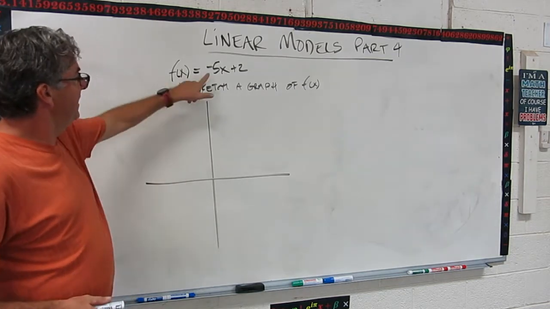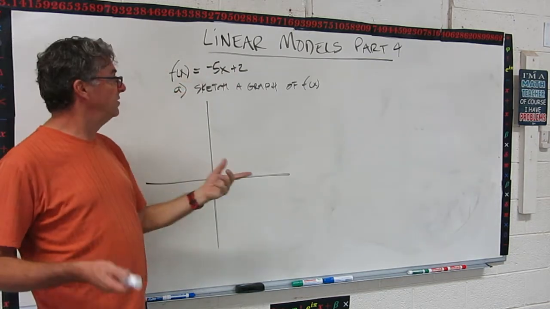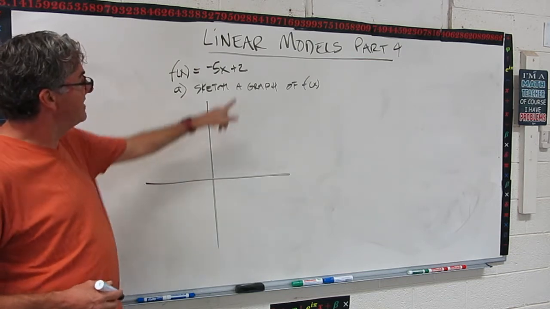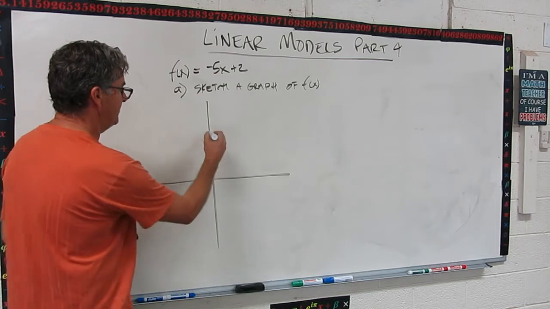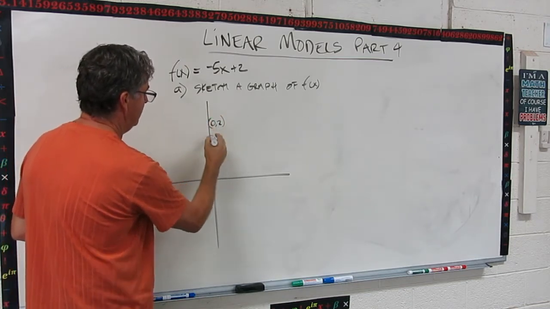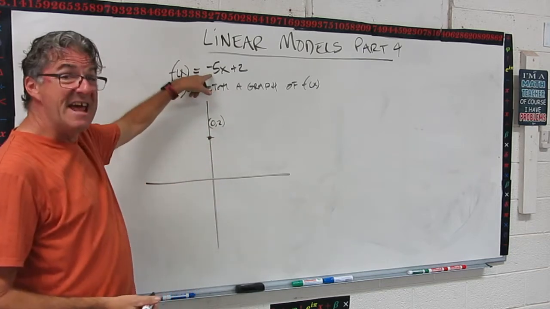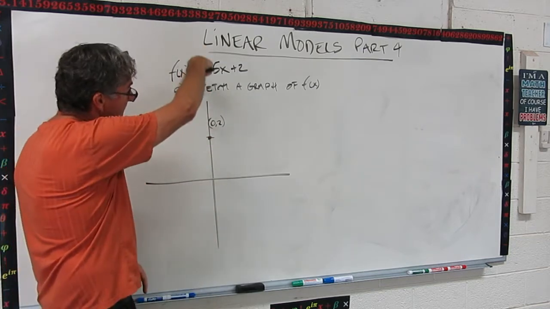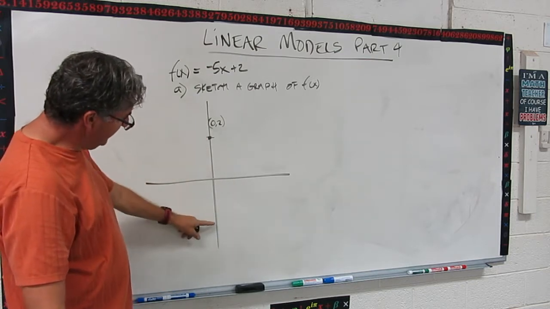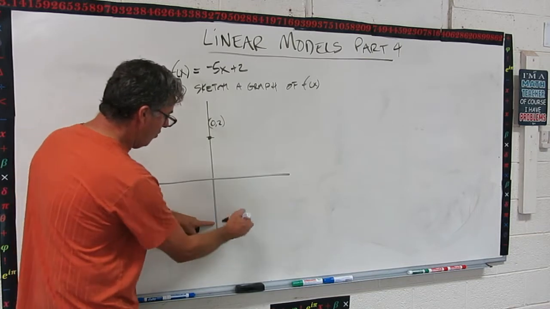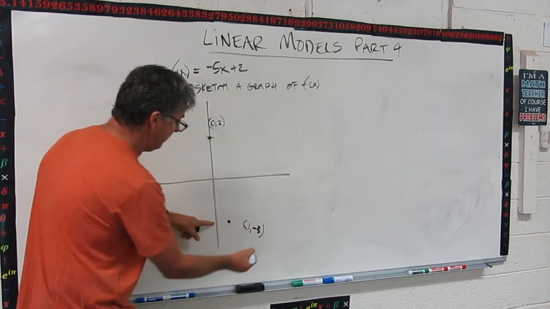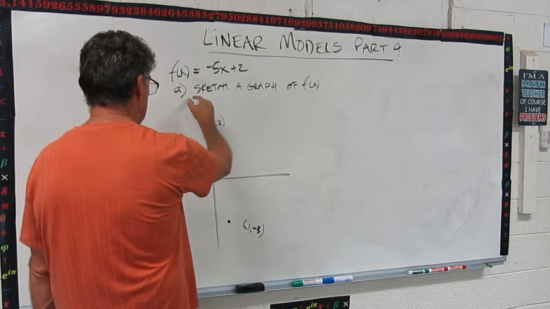Okay, so here's our function, minus 5x plus 2. First part, sketch a graph of f of x. So here's how I'm going to do that. Here's my y-intercept. So that's the point here. That would be 0, 2. And then my slope is negative 5. So I'm going to go down 5 and over 1. So if I'm 2 up, I'm going to be minus 3 down and over 1. So that's going to be the point 1, negative 3, right there. And then my function is just going to go right through those 2 points.